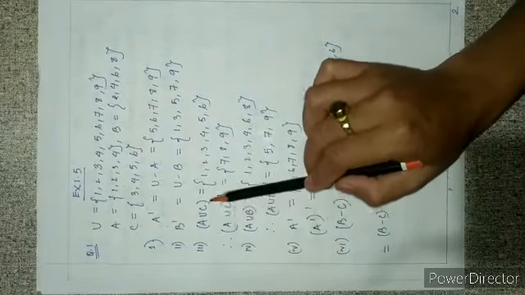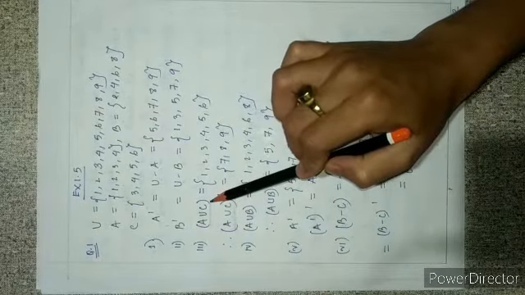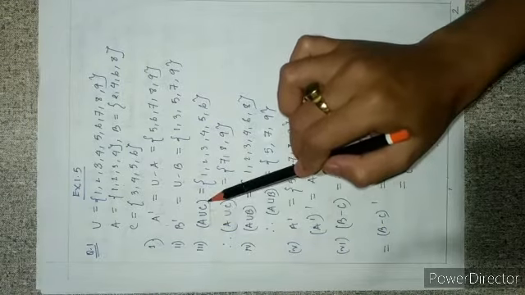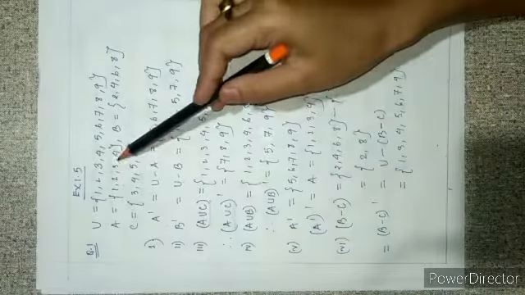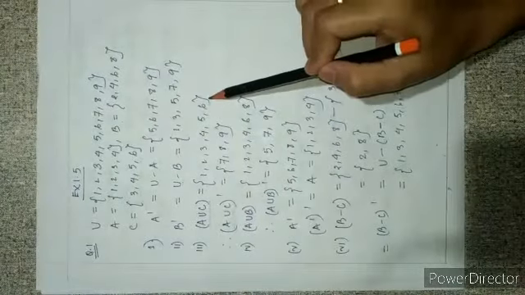Roman number 3, find the complement of A union C. Then first find A union C. A union C is the set of elements formed by the elements of A and the elements of C. And A and C combine to 1, 2, 3, 4, 5, 6.